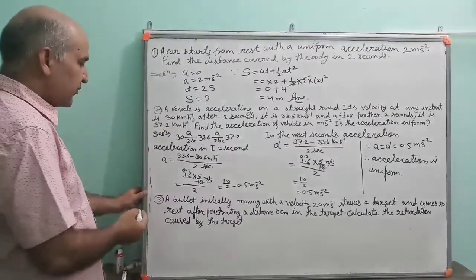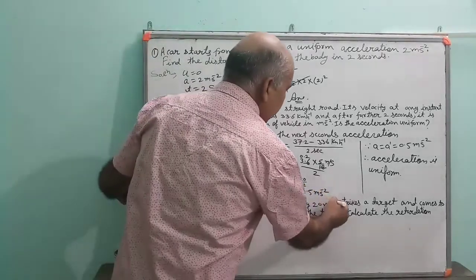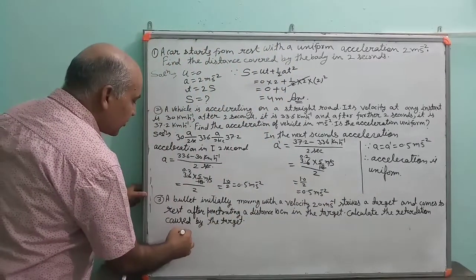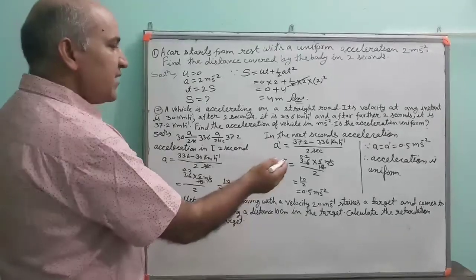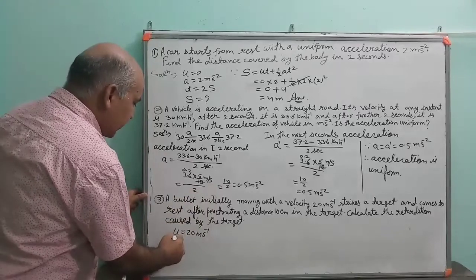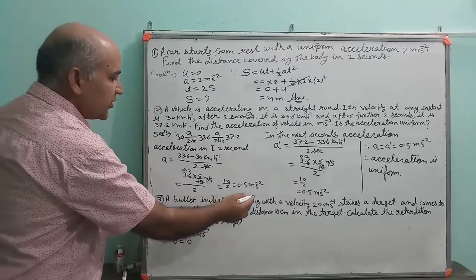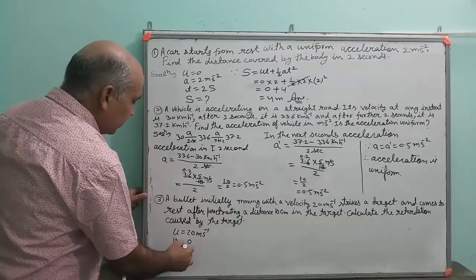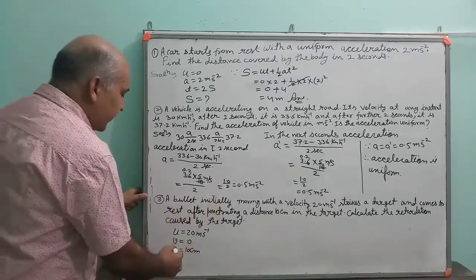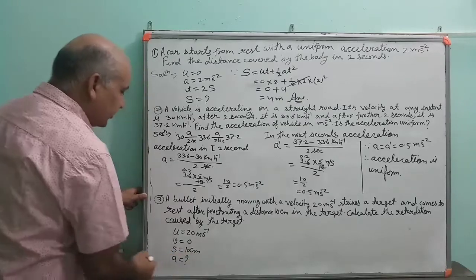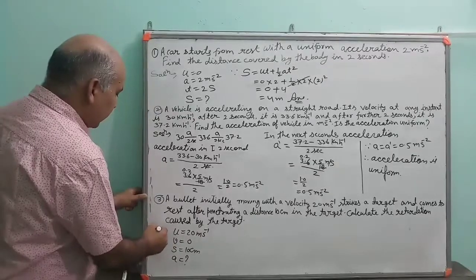Now see the third question. A bullet initially moving with a velocity 20 meter per second. See here, initial velocity is given 20 meter per second. It strikes a target and comes to rest. That means final velocity becomes 0 after penetrating a distance 10 centimeter. That means S is equal to 10 centimeter given here. Calculate the retardation. Retardation means acceleration. Negative acceleration is called retardation. So we have to find here acceleration.